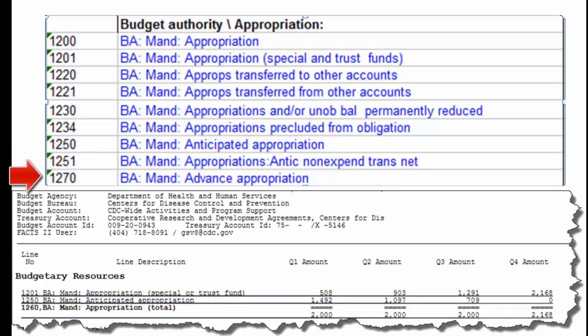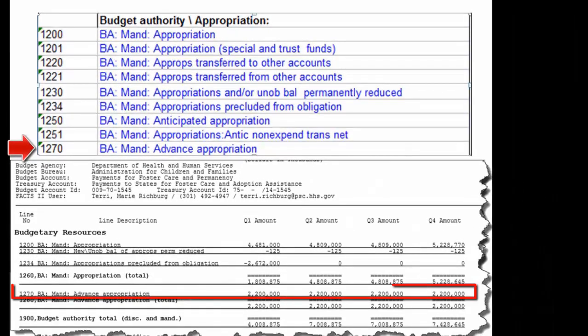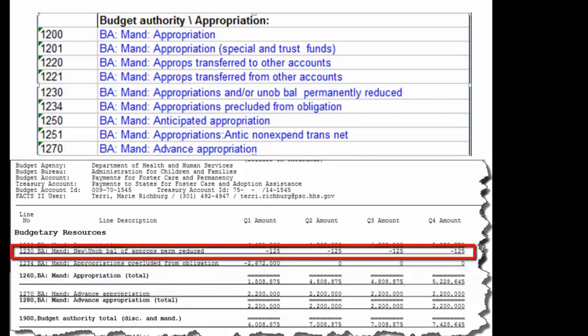Line 1270 is used for those few HHS accounts that receive advance appropriations: Medicaid, child support enforcement, and foster care. This advance appropriation was made available in the 2013 Appropriation Act for fiscal year 2014. This is done to ensure funds can be made available to states on October 1. Note also that the foster care SF133 reflects a sequestered amount of $125,000 on line 1230, appropriations permanently reduced.